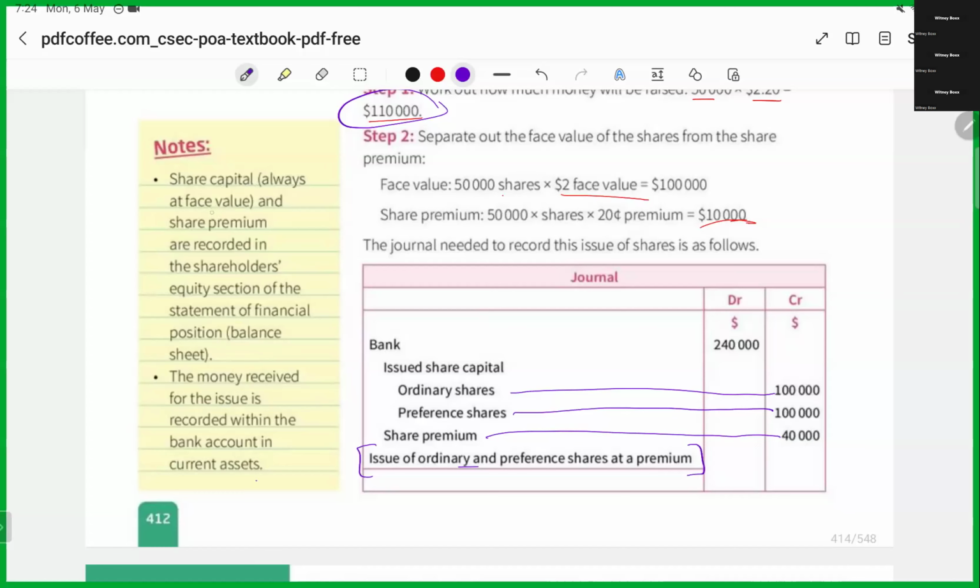And talking about the shareholders' equity section of the balance sheet, it is as simple as this. Capital structure. I'm not sure what happened.